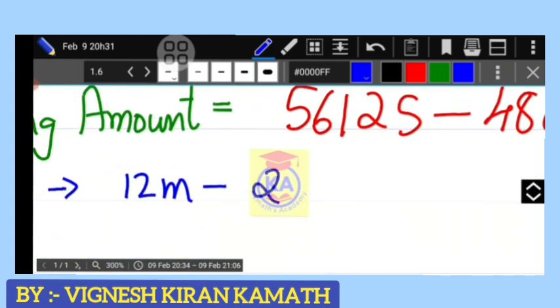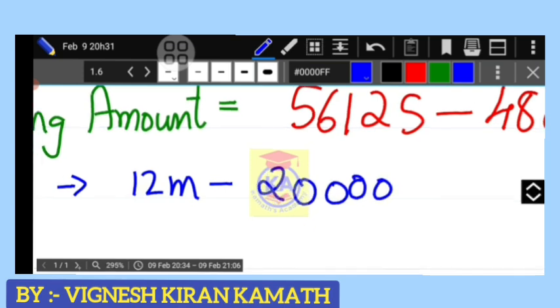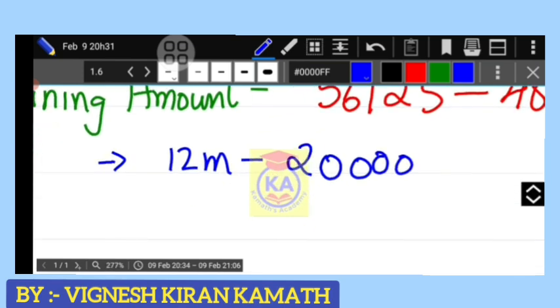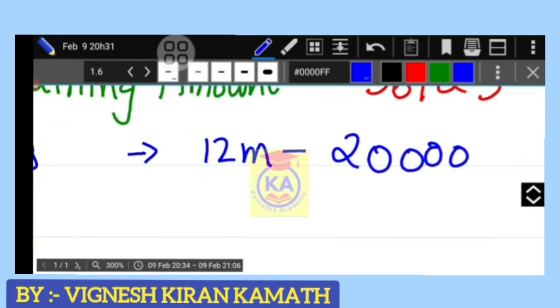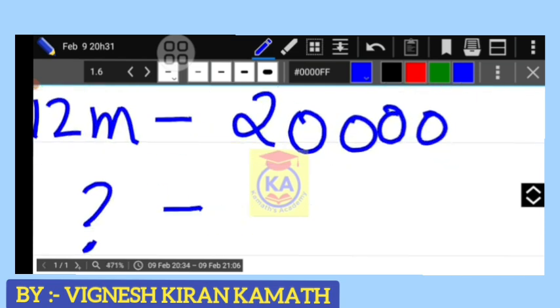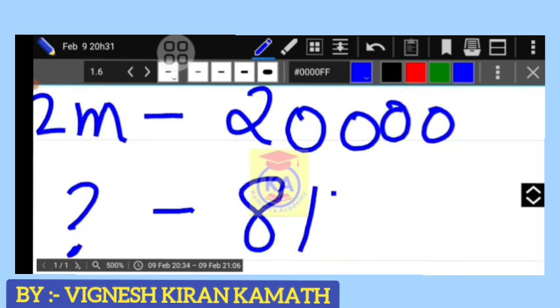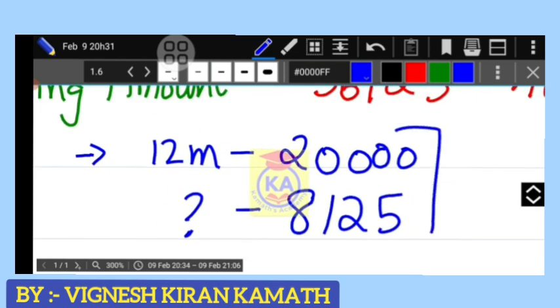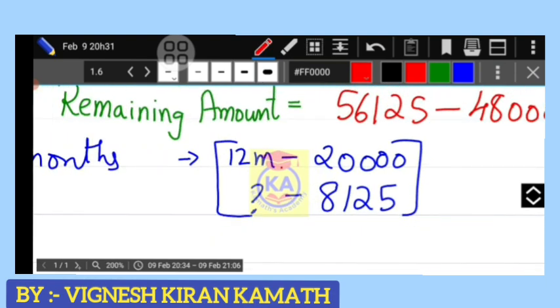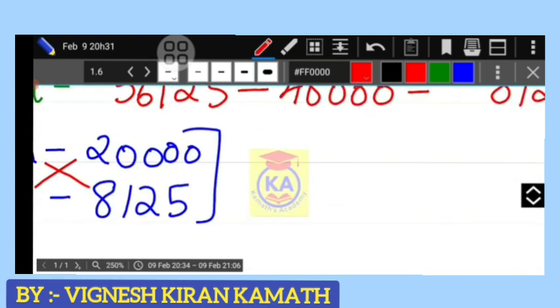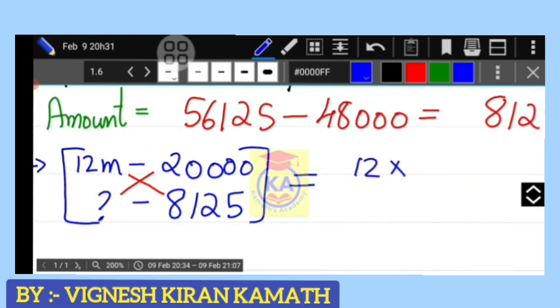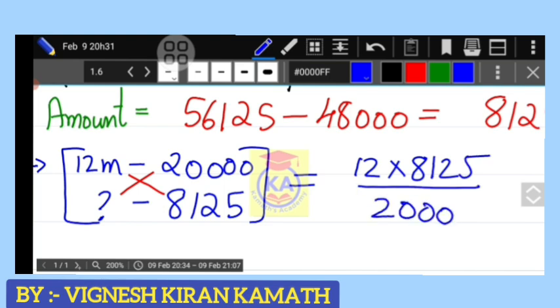Okay, it takes 12 months to give 20,000. How many months does it require to give 8,125? Like this you have to write. Okay, now what to do? Cross multiply. Now we have to write 12 into 8,125 divided by 20,000.